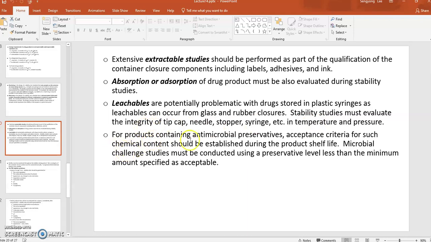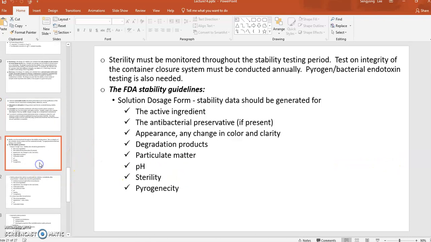For products containing antimicrobial preservatives, acceptance criteria for such chemical content should be established during the product shelf life. We talked about the PAT test right before, so understand that. The microbial challenge test, that's a PAT test, should be conducted using a preservative level less than the minimum amount specified as acceptable. And the sterility, it's not stability, it's the sterility must be monitored. Sterility means what?